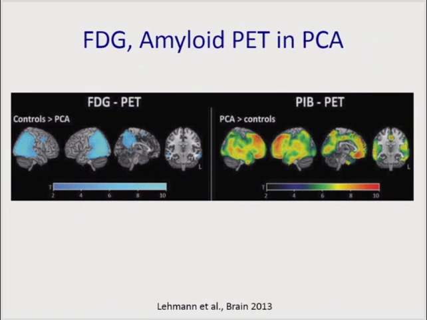And at a group level, again, this is another study from Gil Rabinovici's group. This is looking at FDG PET in controls versus posterior cortical atrophy. And you can see the pattern of hypometabolism that's present at the group level. So a little bit less involving the medial temporal regions, but still a lot of lateral parietal and even some occipital coming into temporal hypometabolism, and again reinforcing that the pattern is different on amyloid PET on the right.